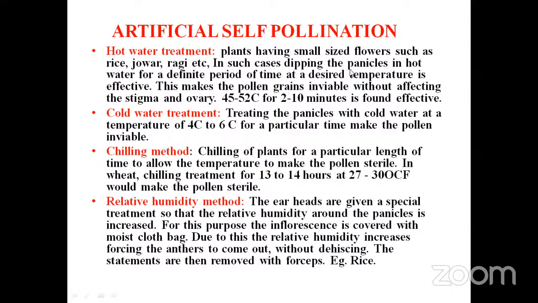Now, crossing techniques. The emasculated flowers can be pollinated in different ways. First of all, you prevent self-pollination by emasculation. Then how to cross-pollinate? When the flowers produce a small quantity of pollen, it is transferred with the help of a camel hair brush. Do you know the camel hair brush? No, sir. You must have used it. Camel hair. Yes.